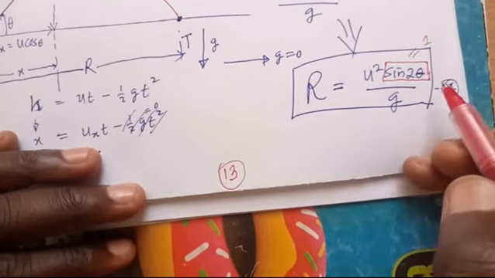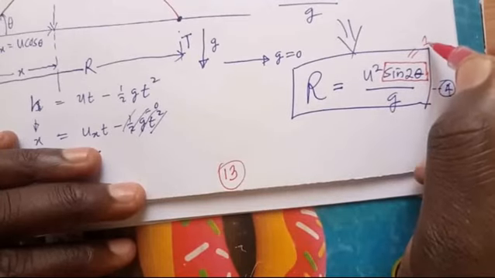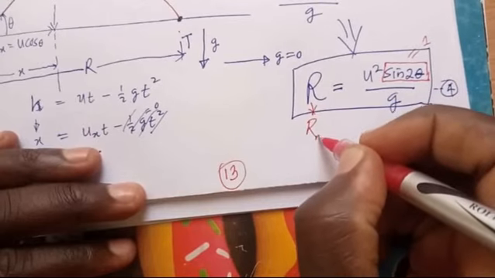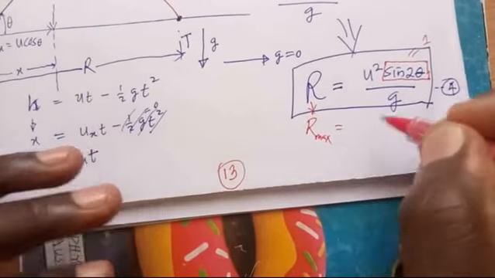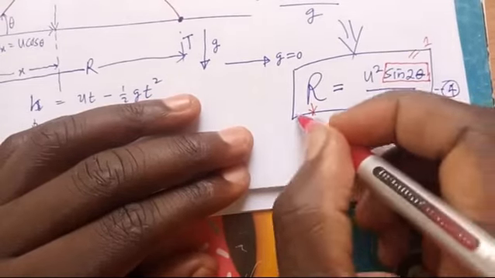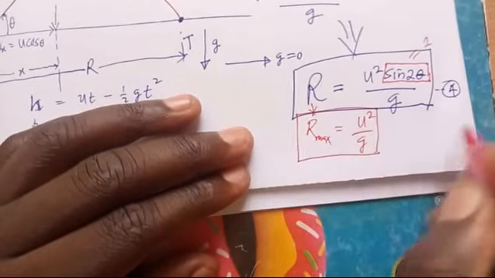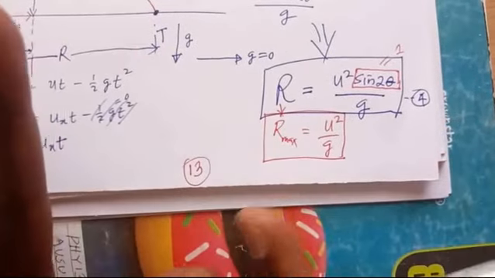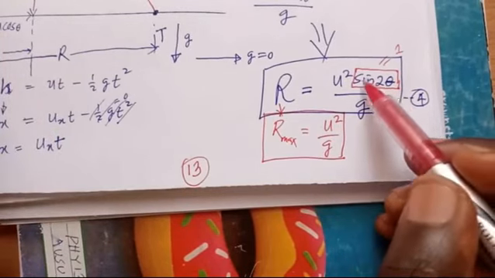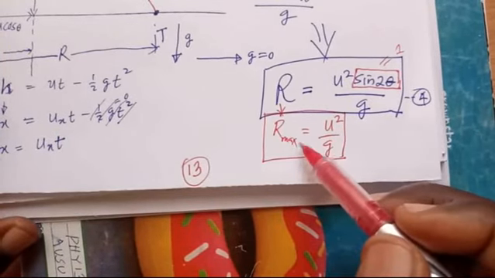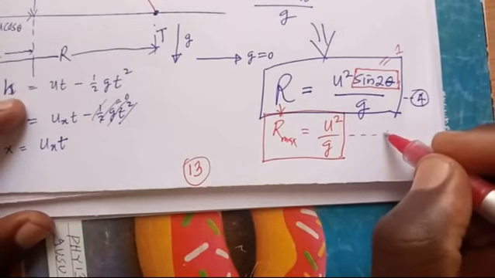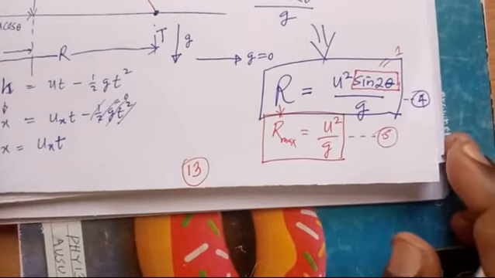But before we do that, remember that if this is 1, then this R becomes maximum, R maximum, which is the maximum range, and u squared times 1 is just u squared divided by g. This is the formula you need to get maximum range. If they just say range, use the earlier formula. But if they say what will be the maximum range, ignore sine 2 theta and use R sub max equals u squared divided by g. This will give you maximum range, and this is equation 5.